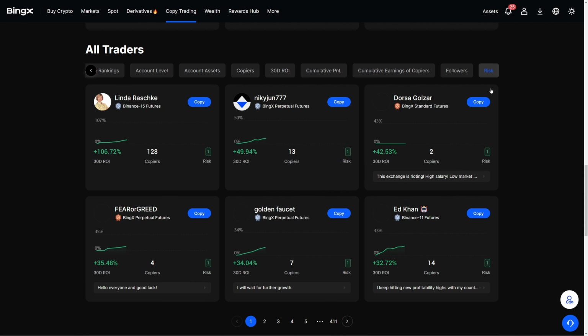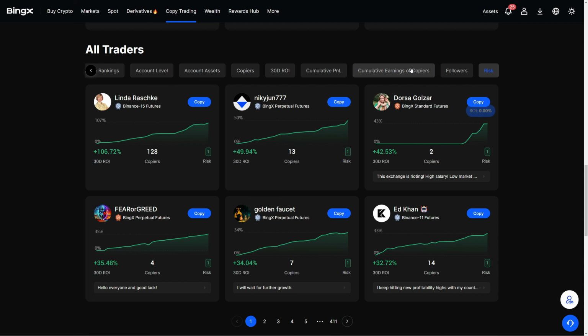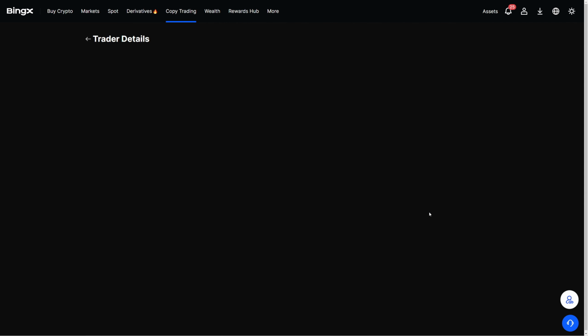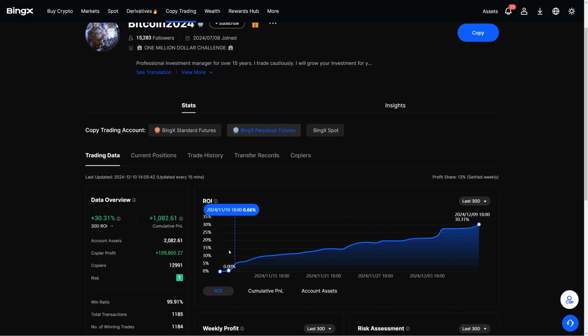And then we have the risk parameters. What I usually like to look at is cumulative earnings of the copiers, because that's the most important part, right? We want to see traders that actually make money for their followers, for their copiers. So in this case, let's go with this guy right here. He is a futures trader and he has a very steady equity curve. Now we can analyze his performance individually.